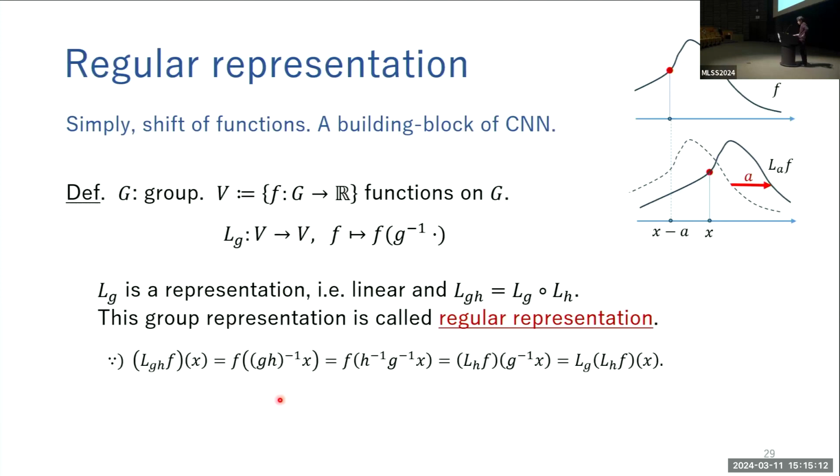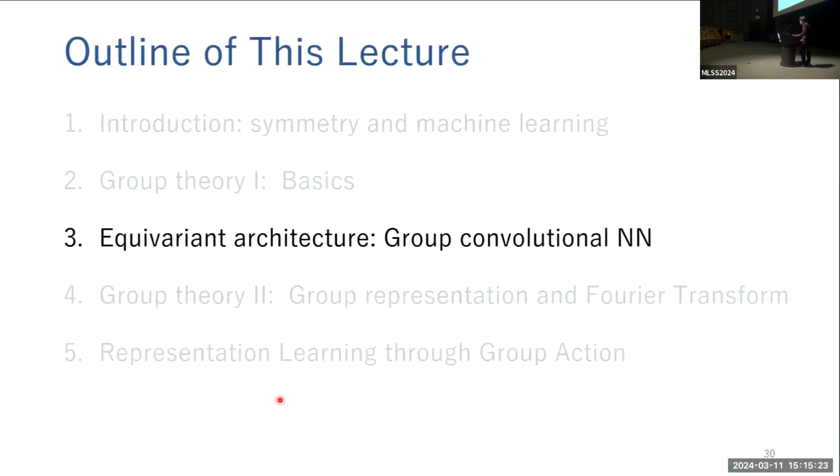Okay, in introducing convolutional neural network, I often use this regular representation. So just memorize this terminology. Okay, so maybe most of the parts are just math, sorry. But I have already prepared the basic group theoretical aspect to explain the group convolutional neural network, and also the basic ideas to define the representation learning. So in the next part, I'm going to explain the group convolutional neural network.